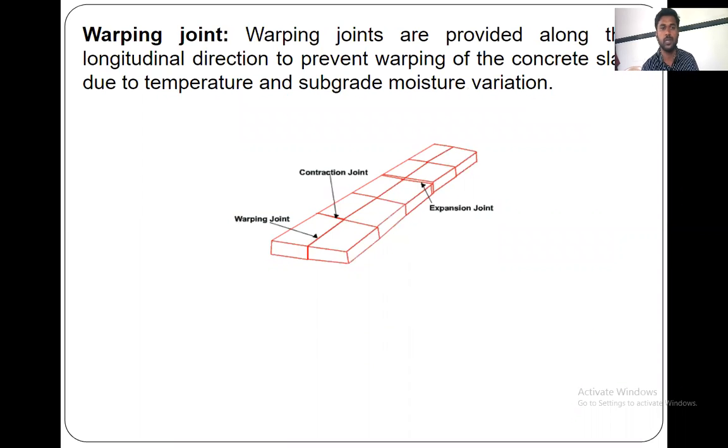You can see in this figure warping joints, contraction joints, expansion joints that we have seen in the last lecture as well. How the warping stresses and temperature stresses act, and what is happening with that. You can observe the warping stress in the figure. Warping joints are provided in the longitudinal direction.